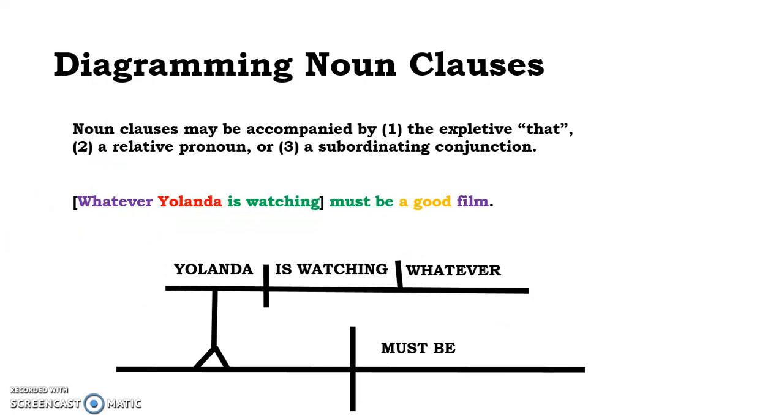Now I move on to these last three words. Here we have the subject complement of this main idea here. Must be a good film. And I just put a and good modifiers beneath the subject complement below.